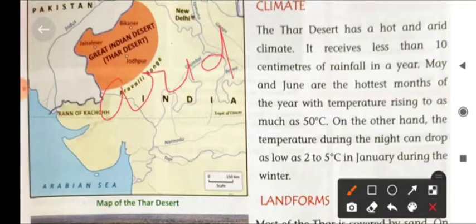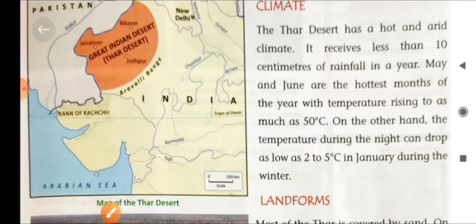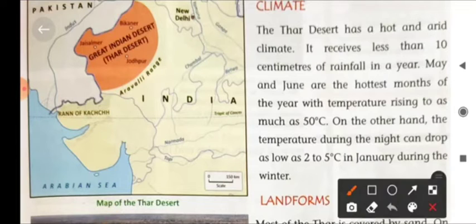at all. It receives less than 10 centimeters of rainfall in a year. Only 10 centimeters of rainfall is received by the Thar Desert in a year. Okay, May and June are the hottest months of the year, with temperature rising to as much as 50 degrees centigrade.